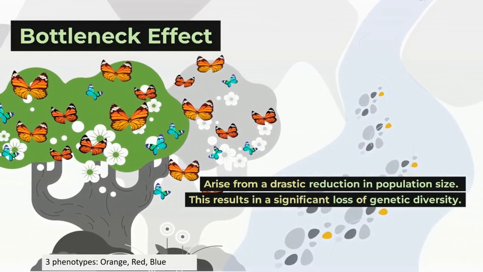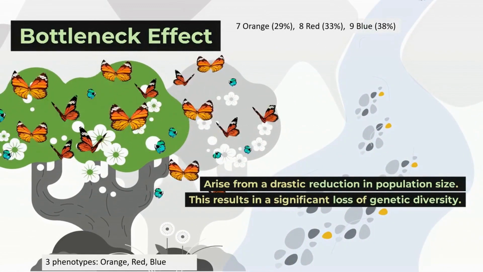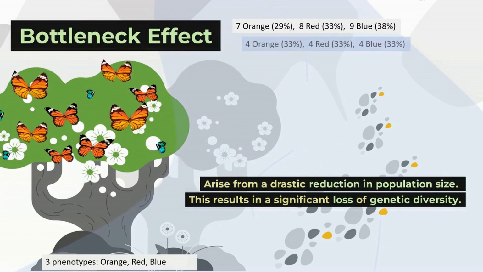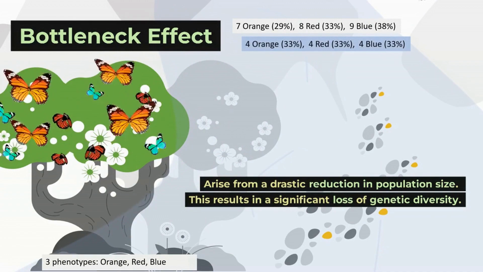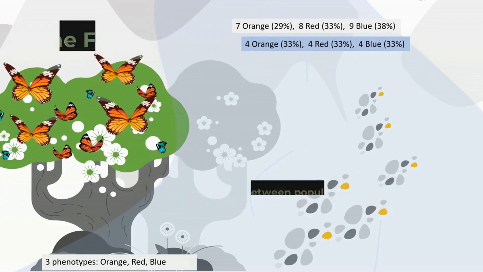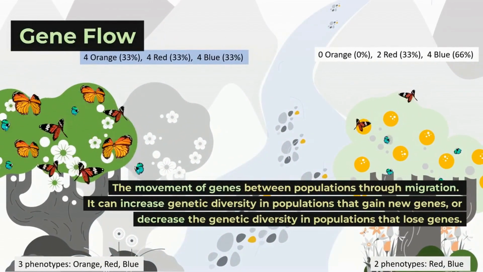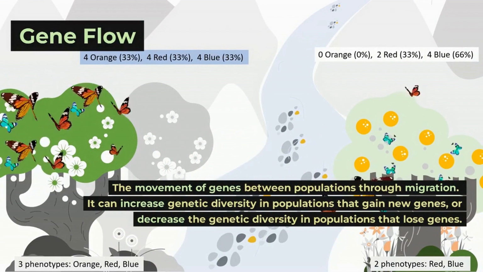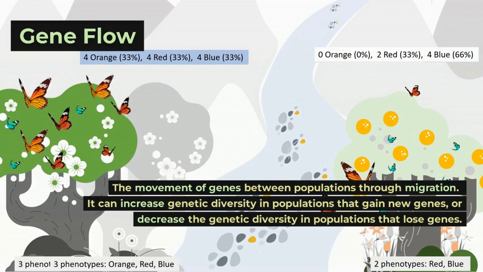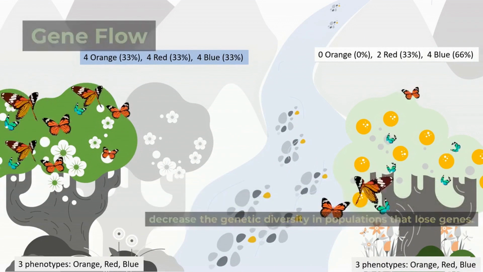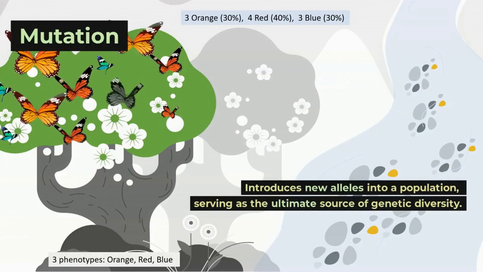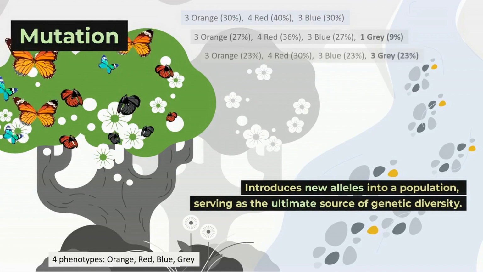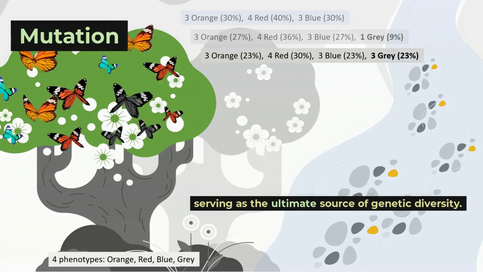Bottleneck effects refer to the phenomenon that arises from a drastic decrease in population size, usually due to natural disasters or human activities. And this also leads to a significant loss of genetic diversity. Gene flow refers to the movement of genes between populations through either immigration or emigration, and it can increase genetic diversity in populations and counteract the effects of genetic drift at times. Mutation introduces new genetic variation into a population, serving as the ultimate source of genetic diversity. Remember, mutations are where we get new alleles from.